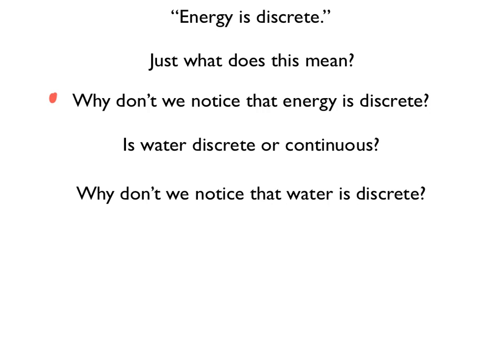So by analogy, if we think about water, the question is, is water discrete or continuous? When you pour a glass of water, it appears to be a continuous substance. But what you already know about water is that it's made of molecules. So water's lumpy. When you're pouring water, it's actually individual molecules that are being added to the glass.